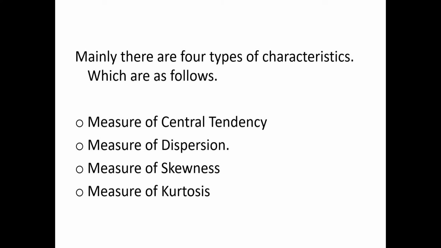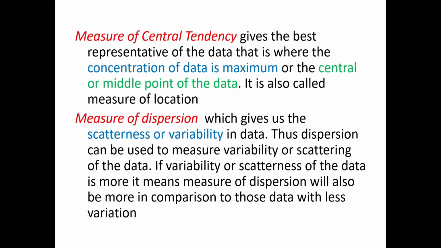There are four types of characteristics: central tendency, dispersion, skewness, and kurtosis. All these four characteristics are conveying something different to us. It's not that every characteristic has the same story behind it. Let's see what they are going to communicate to us.